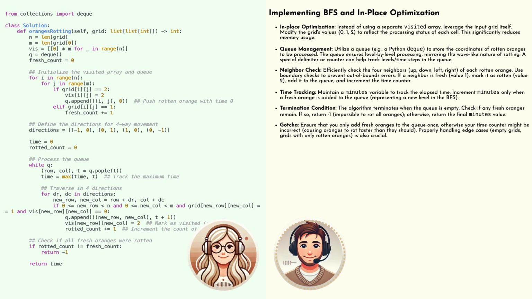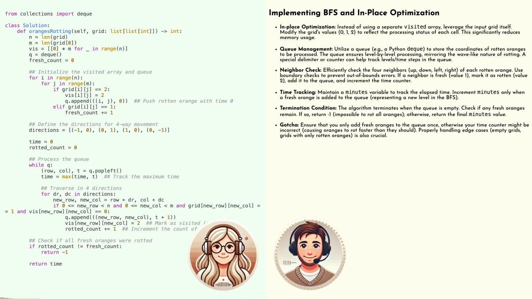Then what? Then we go through that queue, one orange at a time. For each rotten orange, we check its 4 immediate neighbors: up, down, left, and right. If a neighbor is fresh, we mark it as rotten since it's been infected, and then we add it to the back of the queue. Got it. So it can eventually infect its own neighbors. Right. And very importantly, we record the time it took for the rot to reach that newly rotten orange. So keeping track of each generation of rot, basically. Exactly. We're keeping track of how long each generation takes.